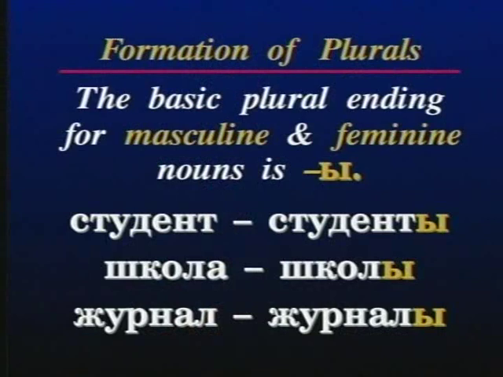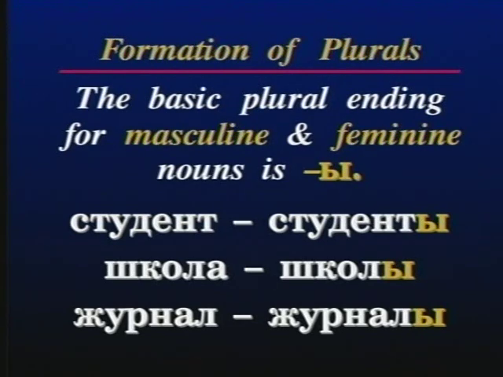So from our previous lesson, do you remember what is the basic ending for masculine and feminine nouns? The basic plural ending for masculine and feminine nouns? И. Да? Газеты, журналы, сувениры. И. Let's look at this. The basic plural ending for masculine and feminine nouns is «и».